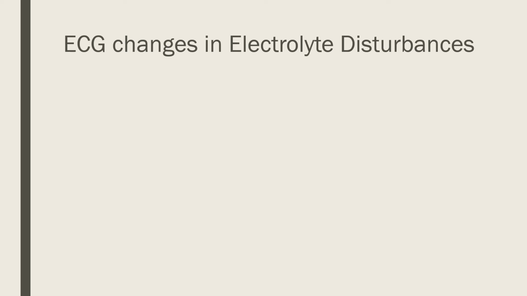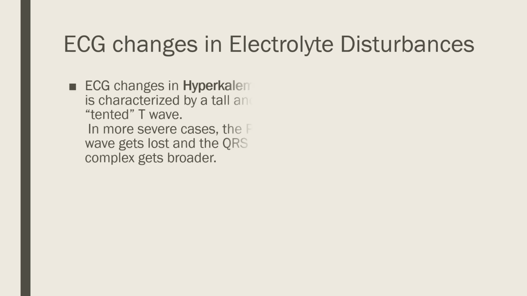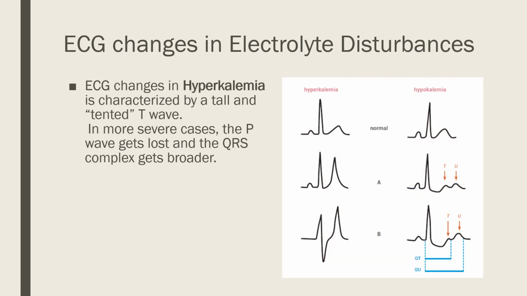Lastly, what are the ECG changes caused by electrolyte disturbances? ECG changes in hyperkalemia are characterized by a tall and tented T wave, which is called peaked T wave or tented T wave, and in more severe cases, the P wave also gets lost and the QRS complex gets broader, as shown in the figure.